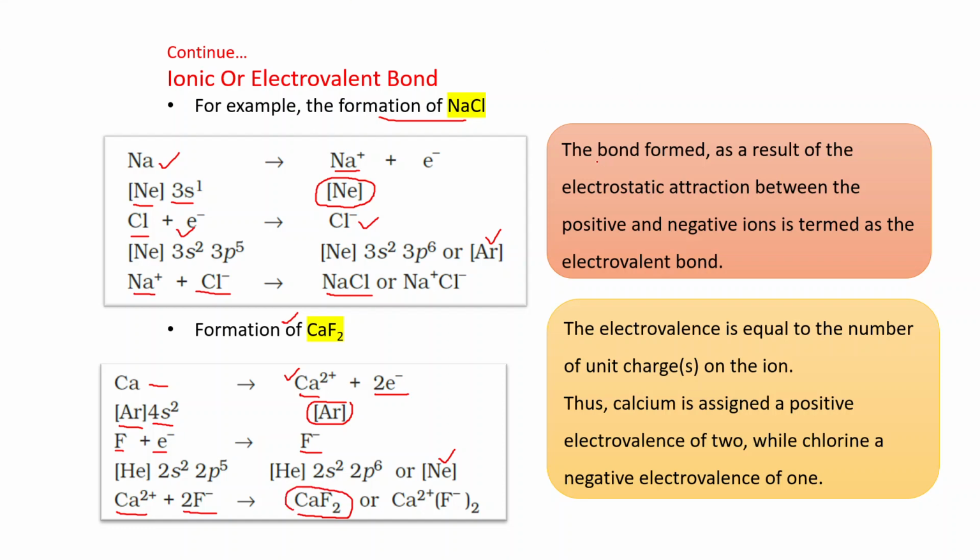The bond formed as a result of the electrostatic attraction between the positive and negative ions is termed the electrovalent bond. The electrovalency is equal to the number of unit charges on the ion. Thus, calcium is assigned a positive electrovalency of 2, while chlorine a negative electrovalency of 1. Simply we can say the charge present on the ions gives the electrovalency.